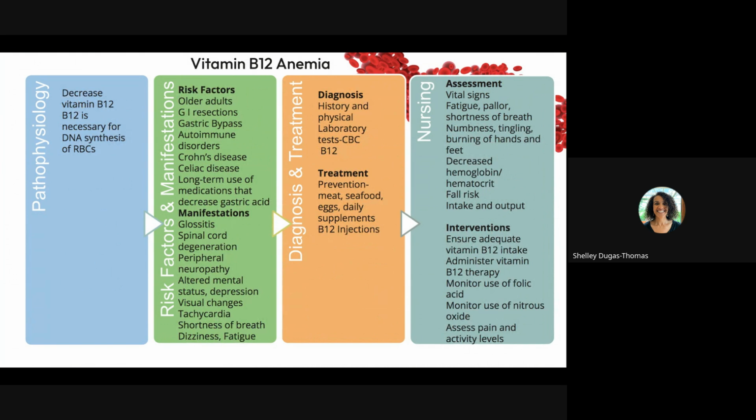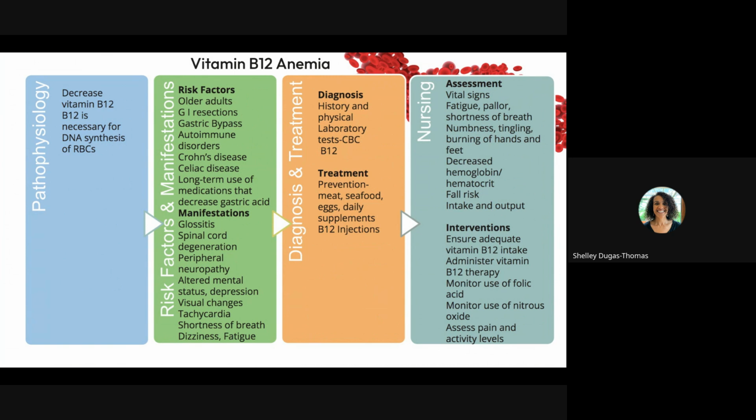So let's look at vitamin B12 anemia. The pathophysiology is that dietary B12 comes from animal proteins. So intrinsic factor from the stomach binds to B12 and it is absorbed in the ileum, in the small intestine tract. Deficiency results in impaired RBC maturation, and this results in anemia.